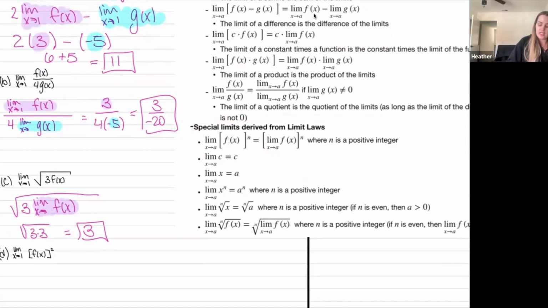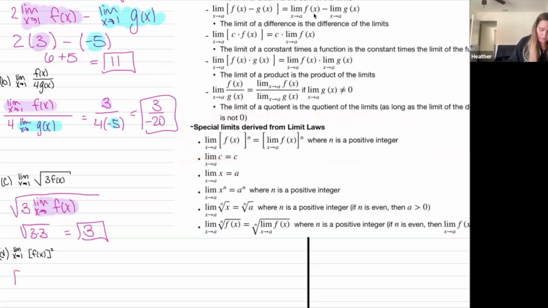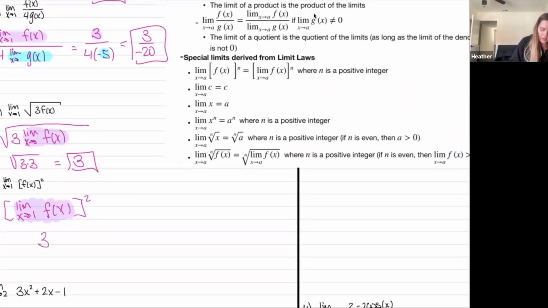Last one like this. So I'm going to use this limit law here where I can kind of pull out that square. So I got the limit as x approaches 1 of f of x, and then I'm going to square that whole thing there. This again is just 3. So now I got 3 squared, which is 9 for that limit. Awesome. So I hope that chunk there made sense.